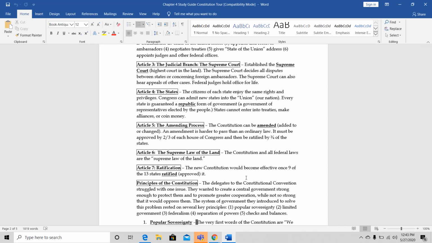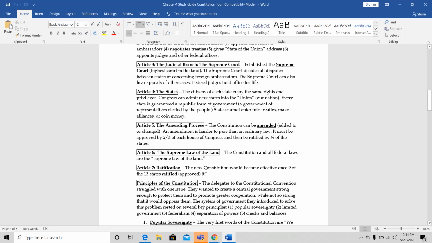Okay. So Article 5, guys, is the amending process. It's how to amend it. Now, you have to know that it's harder to pass an addition to the Constitution than just an ordinary law. Specifically, it needs to be approved by 2/3 of each House of Congress, which again is the House of Representatives and the Senate, and then it has to be ratified by 3/4 of the states.